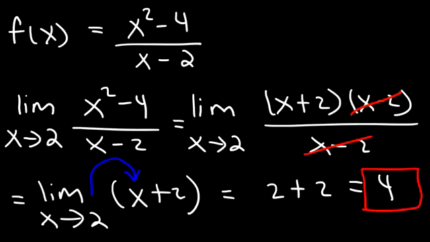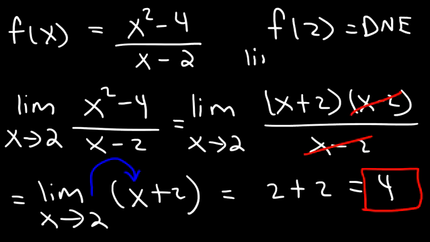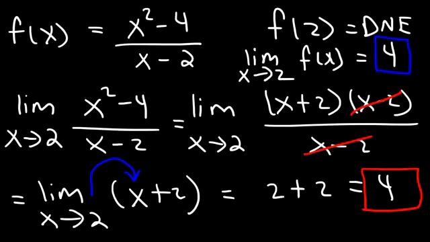This tells us that as x gets closer and closer to 2, the y value, or f of x, will approach a value of 4. So even though f of 2 does not exist, the limit as x approaches 2 of the function f of x exists, and that's equal to 4. Make sure you understand that limits help you to see what happens to a function as x approaches a certain value.